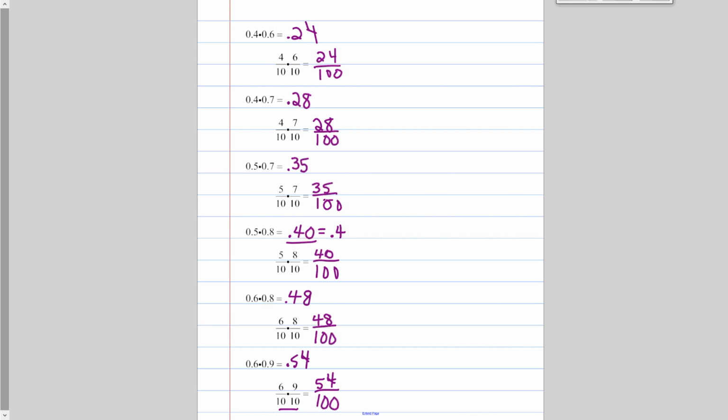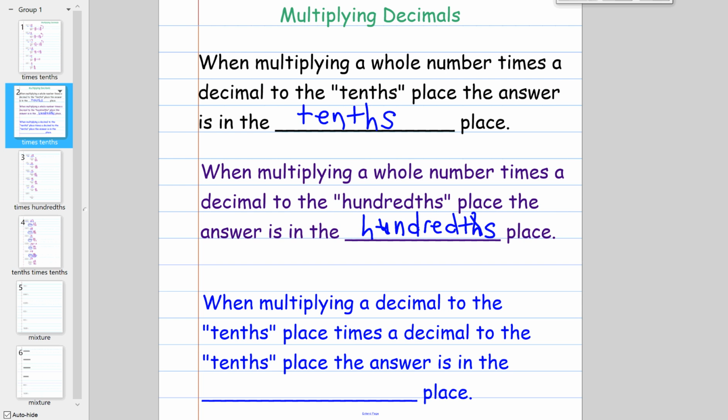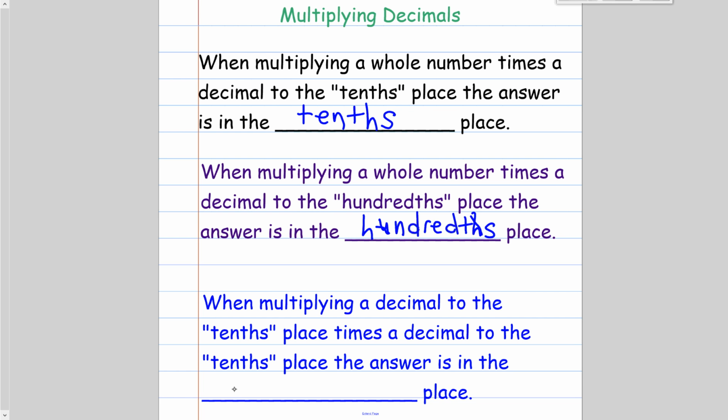Now remember on this page, we were looking at tenths times tenths, and our answer always came out to the hundredths place. And if we think about that, what's going on here in our fractions, 10 times 10 is 100. So tenths times tenths is always going to be hundredths. So last thing here is when multiplying a decimal to the tenths place times a decimal to the tenths place, the answer is in the hundredths place.